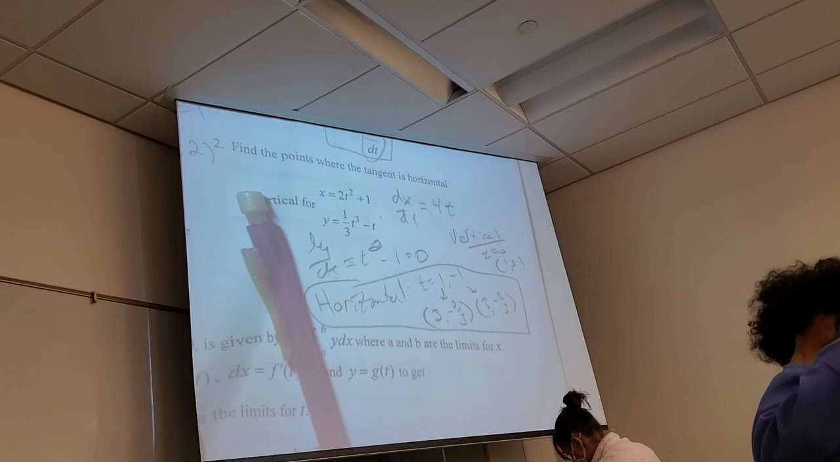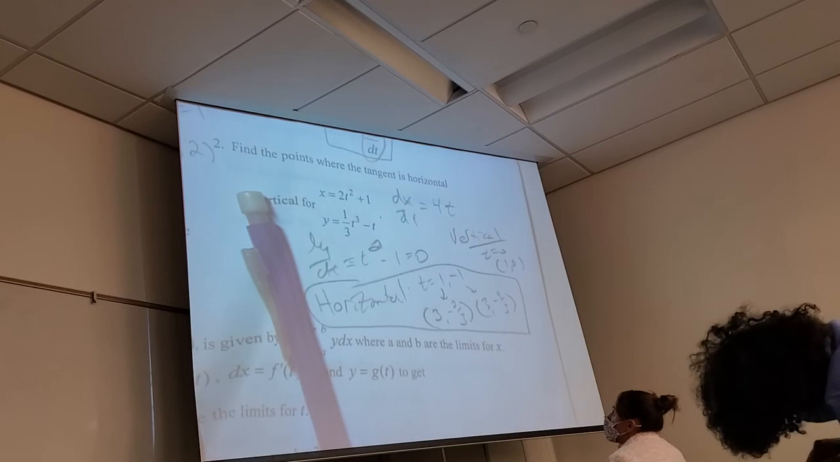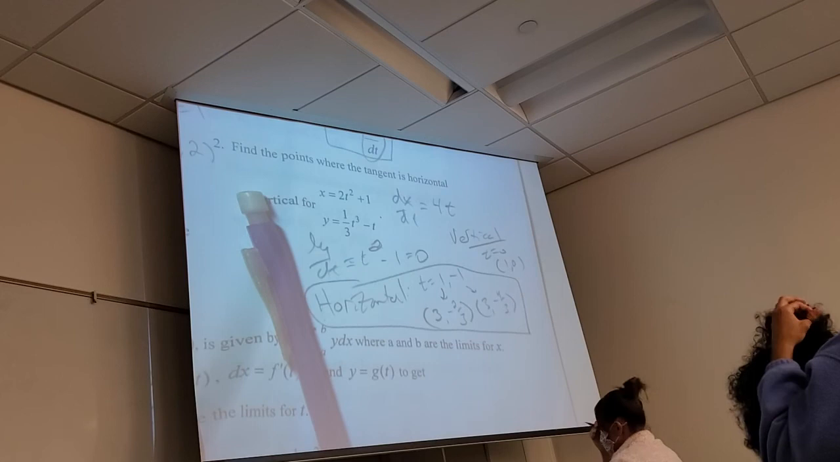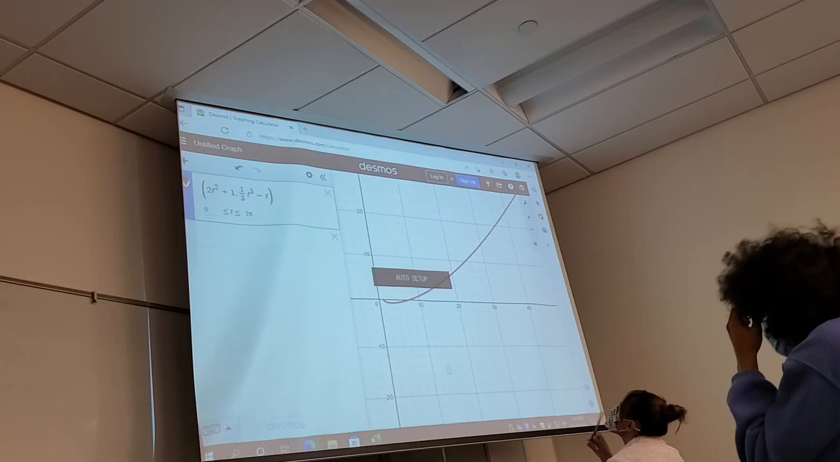So has everybody got that? Let me see if I can do this real quick. 2t squared plus 1, and then 1/3 t cubed, minus t. All right, Desmos. This is probably not going to work the way I want it to.